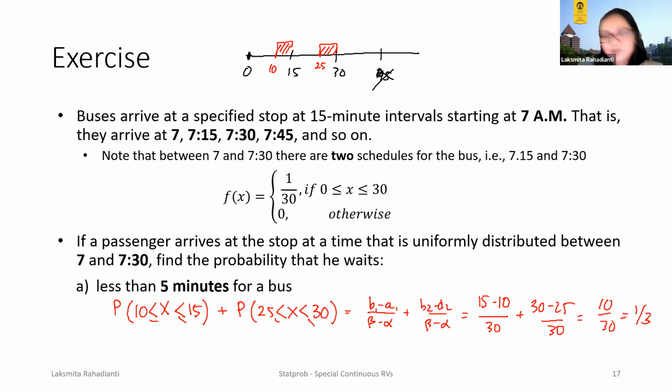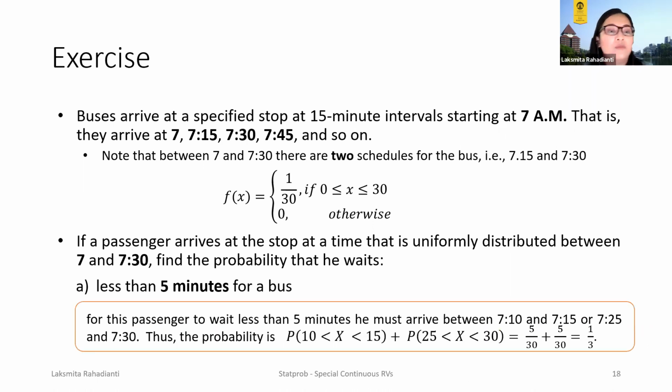So this is probably the biggest challenge, which is to translate that into the correct mathematical formula. So I think I have the key somewhere here. Yes, I do. So for this passenger to wait less than 5 minutes, he must arrive between 7:10 and 7:15, or 7:25 and 7:30. Thus, the probability is as follows.